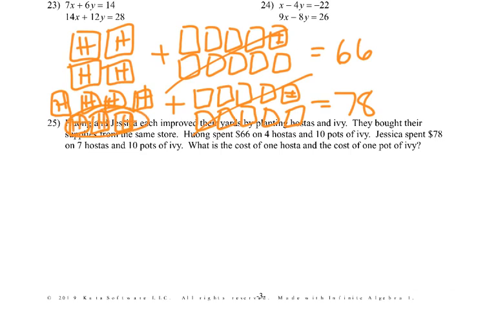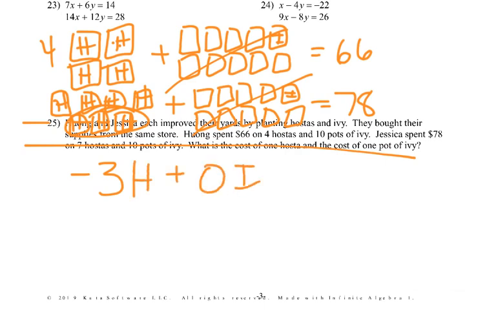So if I subtracted, we'd end up with -3, because the top was 4 minus 7. Negative 3 of the hostas plus 0 ivy, because 10 and 10, would equal 66 minus 78, which is -12. Or had we done it backwards, we would have had positive 3h equals positive 12, same thing.